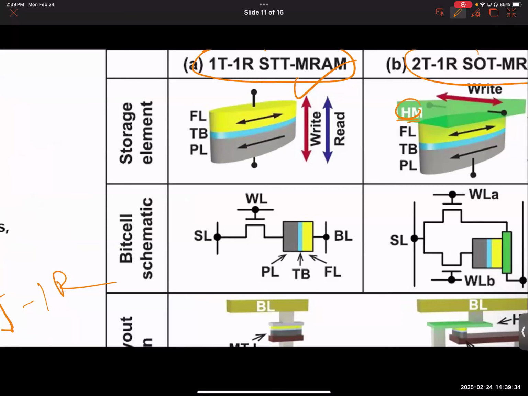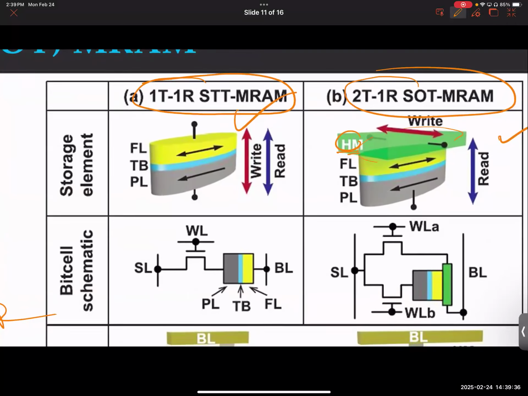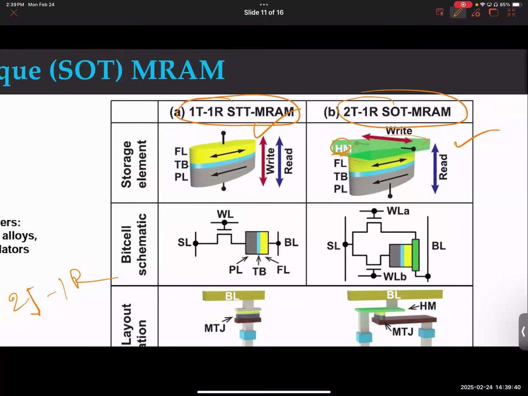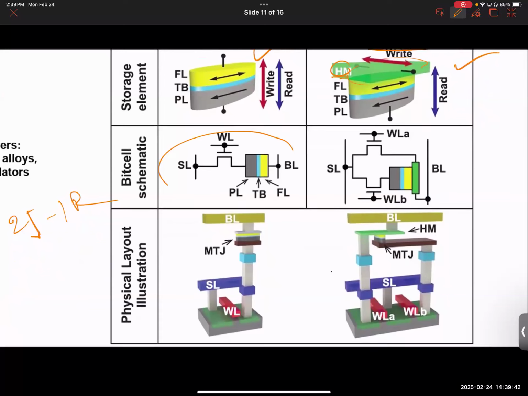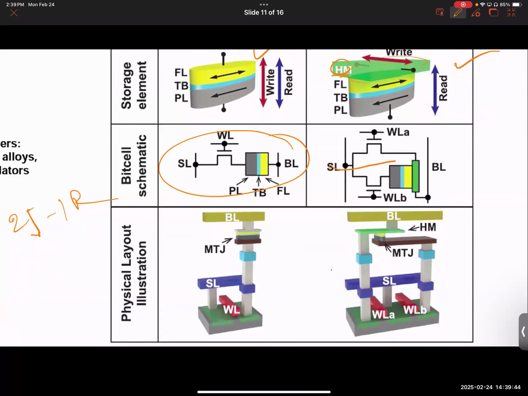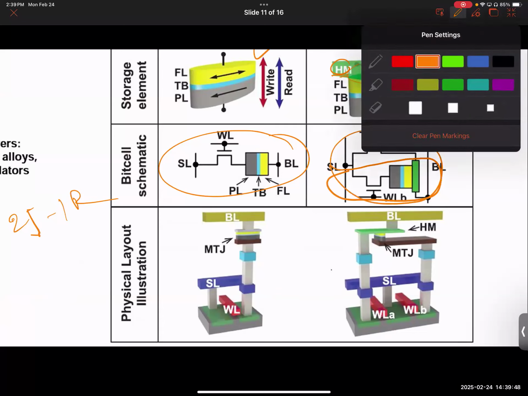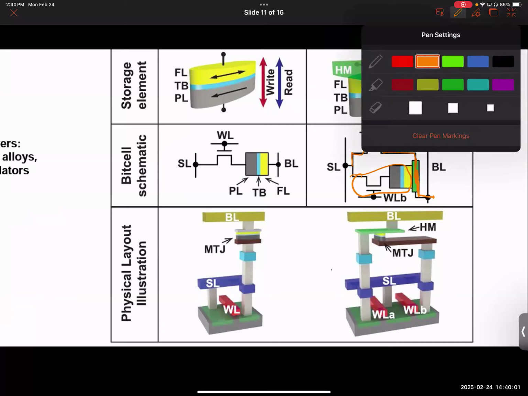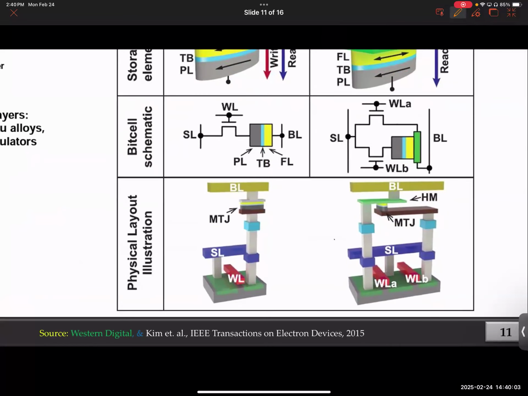HM stands for heavy metal. With the MTJ, you have a heavy metal layer, which you didn't have for STT-MRAM. So this is the first difference. The other difference is the schematic. If you look at this part, it looks similar. But if you look at it collectively, there are differences, because one of the transistors will be used only to inject current in the heavy metal layer. You see that, folks? And the other is as is for reading. The 3D structure will show you the difference.